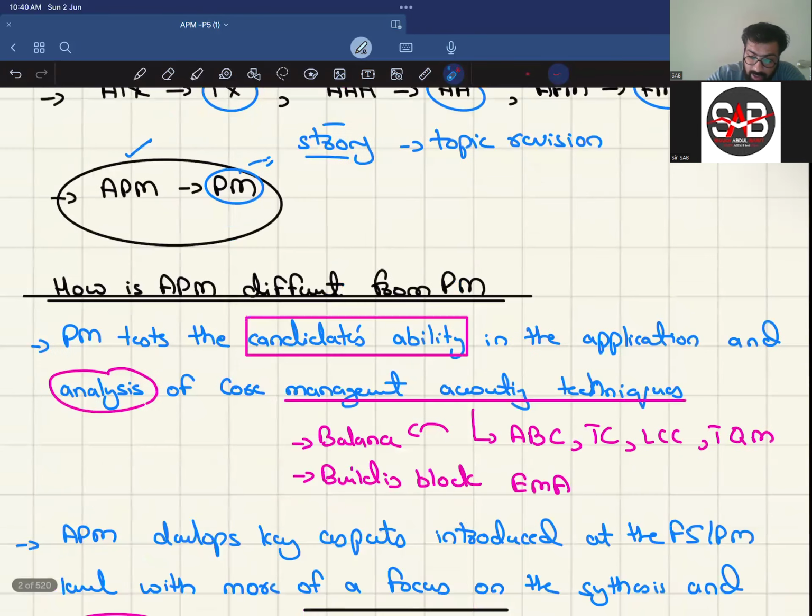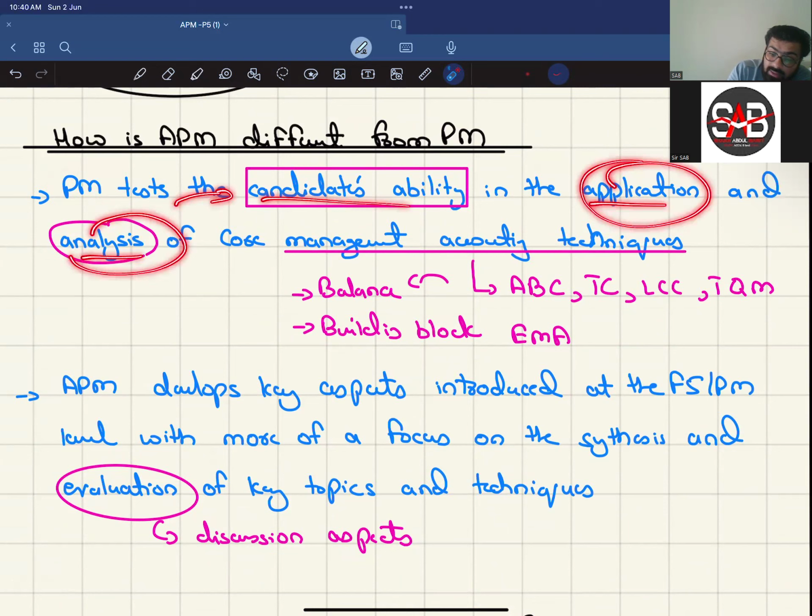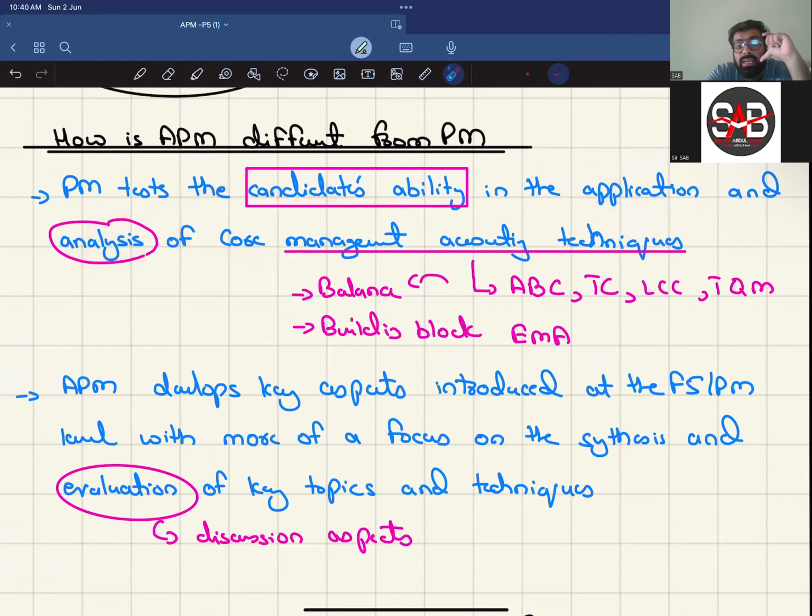So see, I've written here some key points: what exactly does PM test? PM tests the candidate's ability in the application and analysis of core management accounting techniques. Now see, what does PM give you? Performance management basically tests your ability to apply and analyze these techniques which you have studied in performance management.